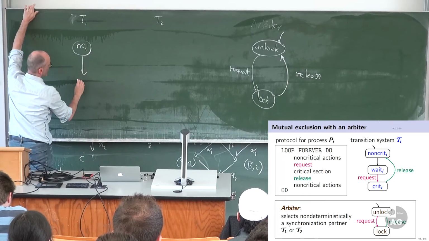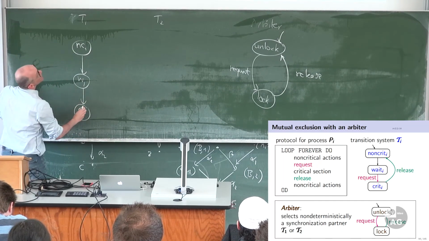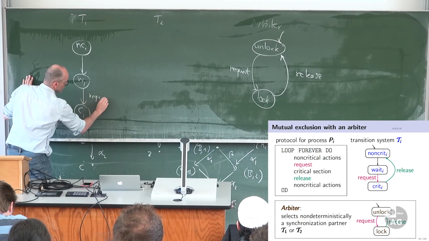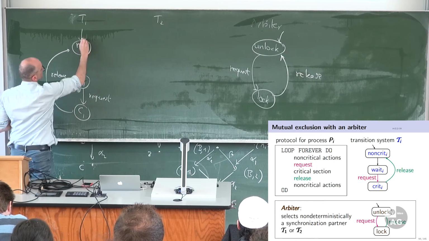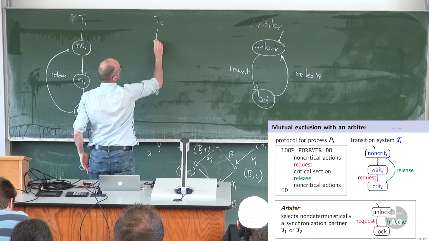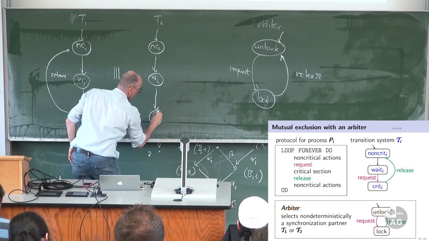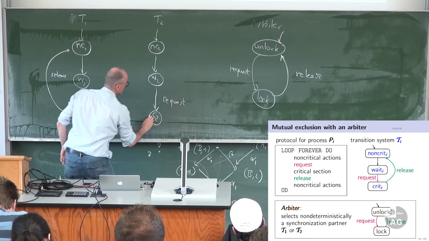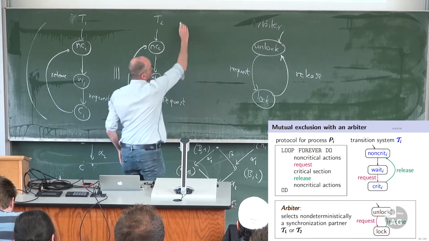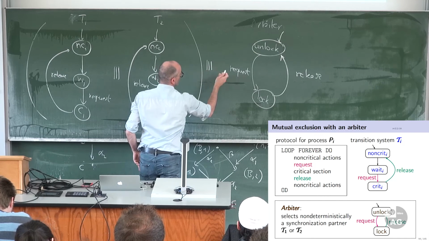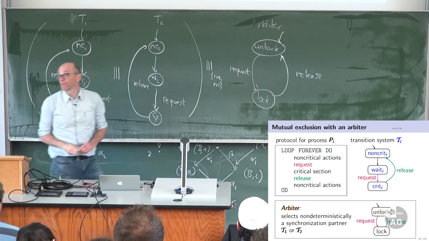Now I can move to wait one. Now I can move to critical one. And here I have to do a request. And here I do have to do a release. And this was in parallel to this thing. And this whole thing was put in parallel, communicating over request and release with this transition system, right?